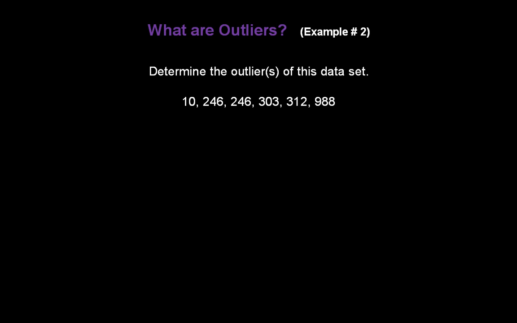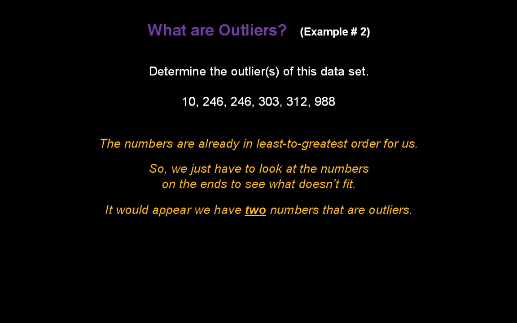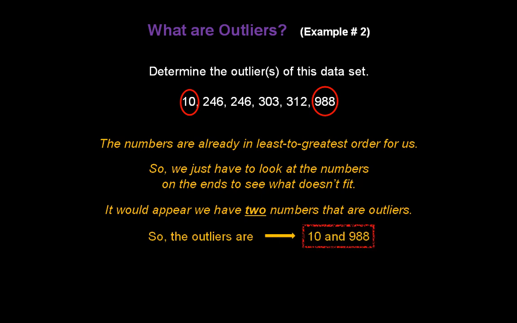Let's look at another data set. These numbers are already in order for us, so that's great. We don't have to put them in order from least to greatest. So all we have to do is take a look at the ends and see what doesn't fit. 10 looks extremely small compared to all the other numbers. It seems we have 2 numbers that are outliers, in fact. The 10 on the low end, and then on the high end, 988. So in fact, this particular set of data has 2 outliers, and they're both 10 and 988.